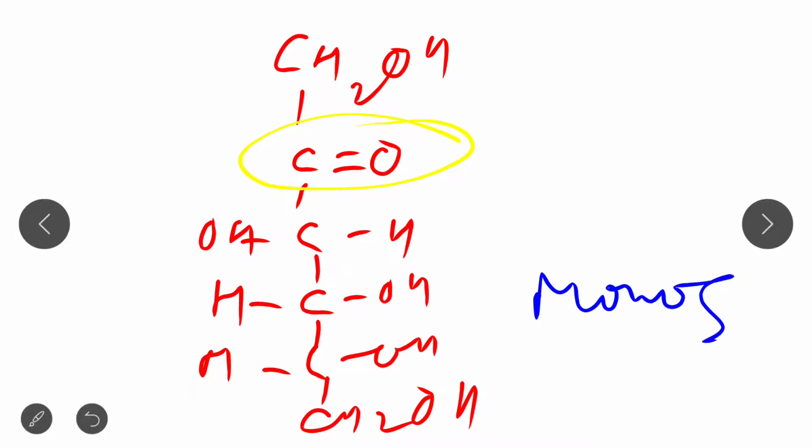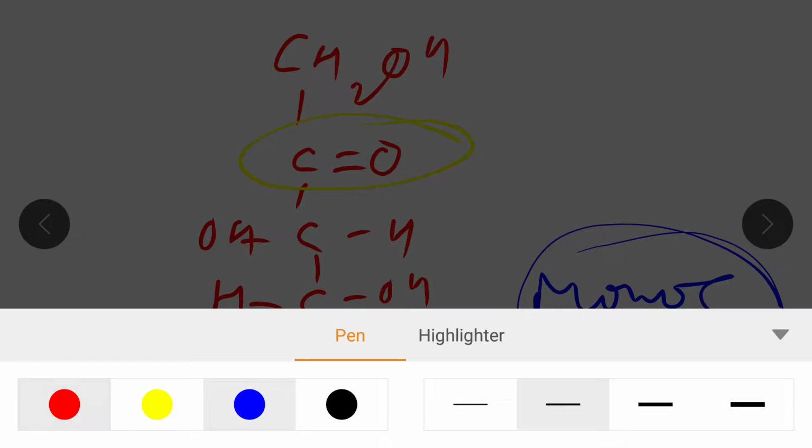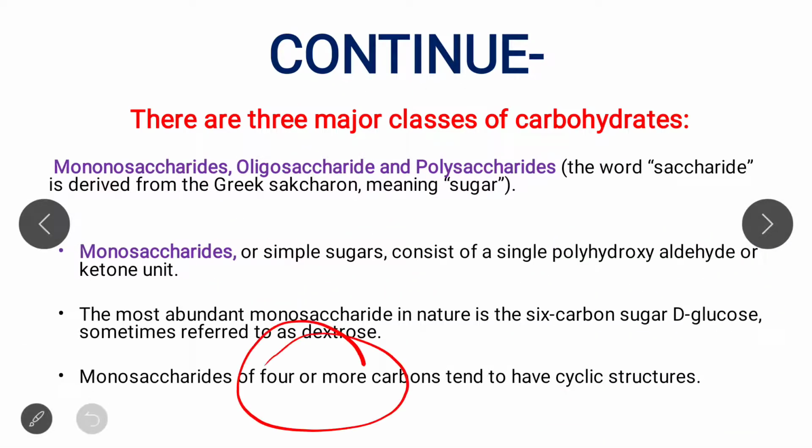And I already told you that monosaccharides which have 4 or more carbons tend to form cyclic structures. It means if they consist of more than 4 carbons, like glucose or fructose, they can easily form a cyclic structure. Now if I draw the cyclic structure side by side with this form, then you can get an idea about the cyclic structure.